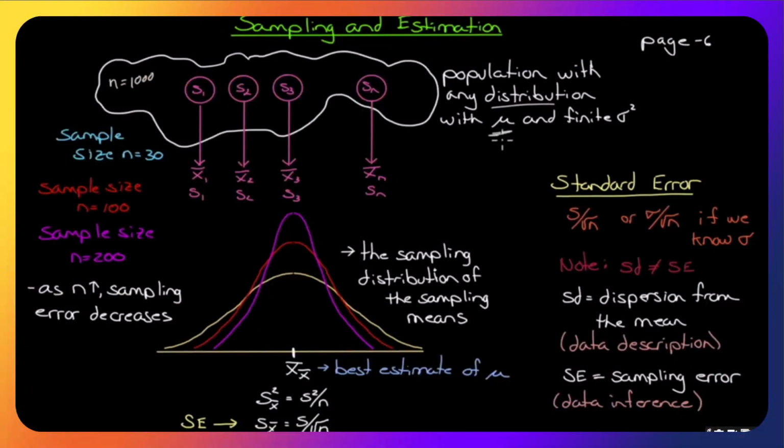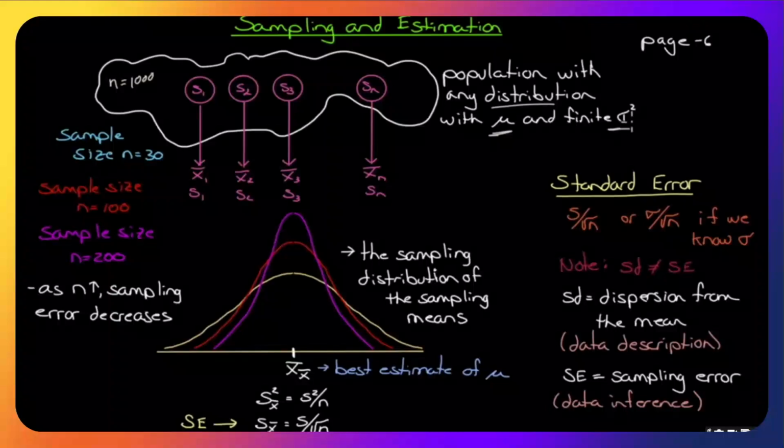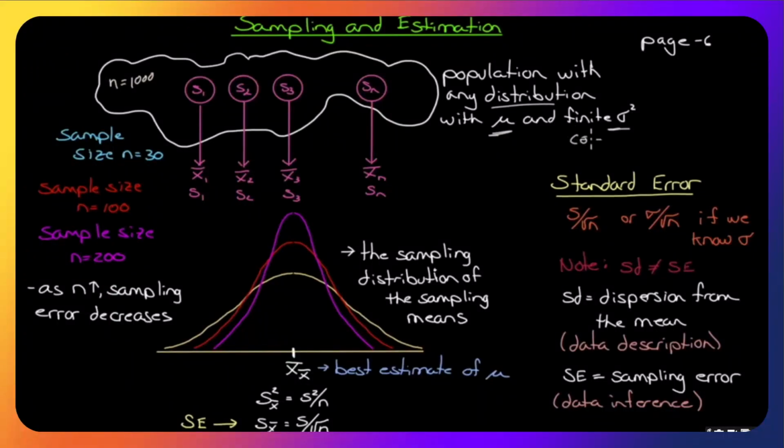But we do know that it has a mean. We can calculate a mean of that population. And it has a finite variance. And finite, we also mean it has a constant variance. All right, let's take a sample.